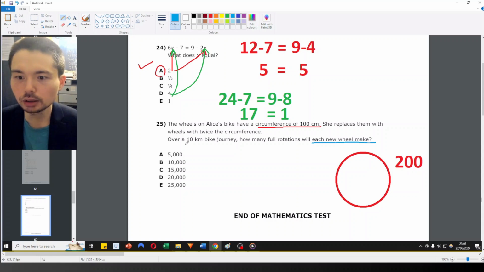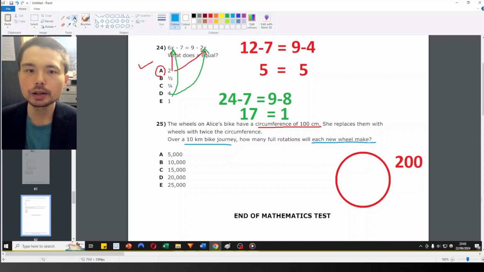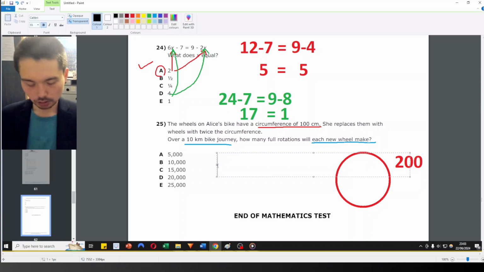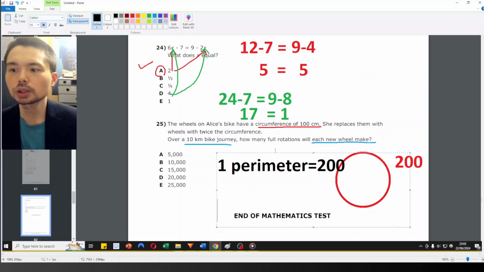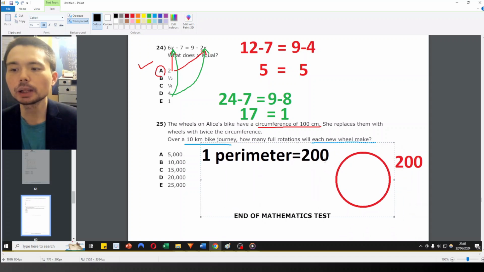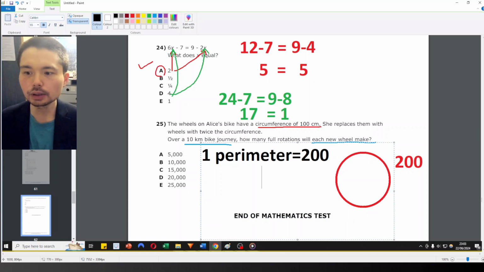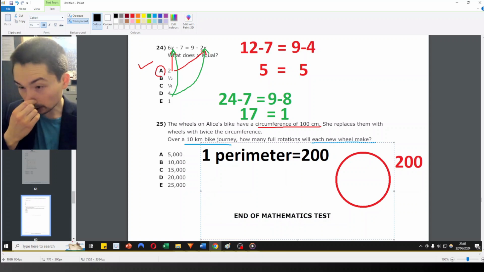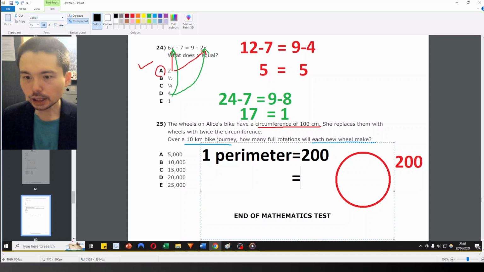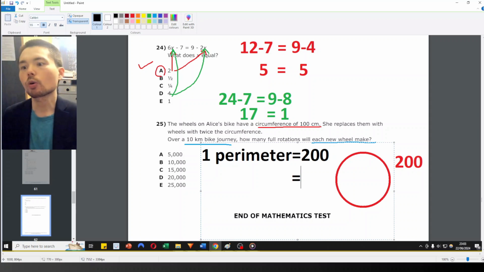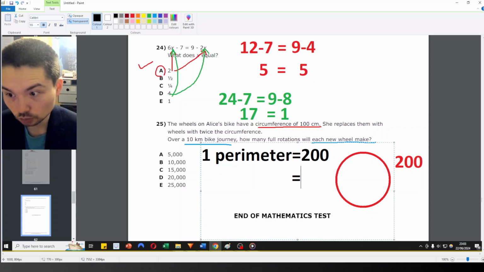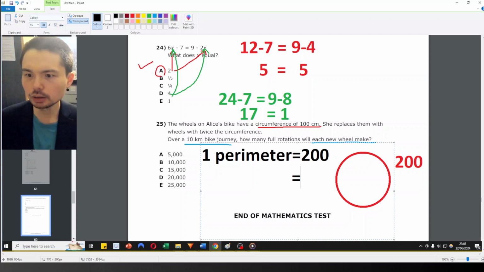200, 10-kilometer bike. Okay, write it. Underline the important info. So 1 circle perimeter is 200. I don't know why they forced us to double. Looks a bit strange, but anyway, we'll take it. And now we cover a very long bike ride. 10 kilometers. Well, how many meters is that? 10,000. Well, hang on. Could I change it the other way? No need. 10 kilometers, 10,000.